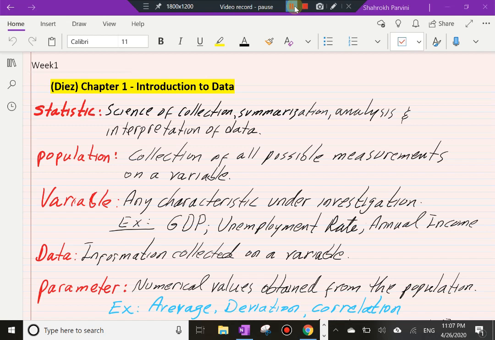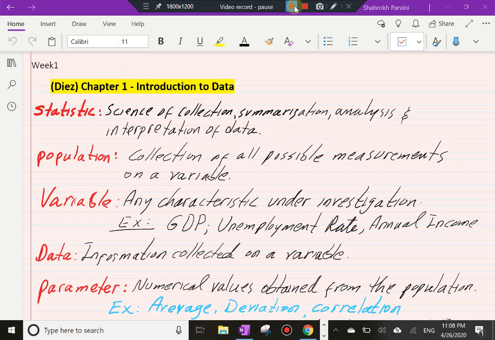So we're in chapter 1 for our week 1. We're going to talk about Introduction to Data by Diaz and other authors of our textbook. We're going to have a lot of definitions and terminologies that we're going to go through. There will not be any formulas in this chapter, so we're going to keep the formulas until next week. And we're not going to use Minitab software this time. So we're just going to take a look at some of the general ideas that we worked throughout the course.